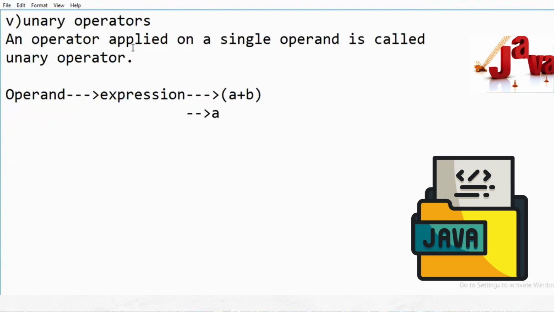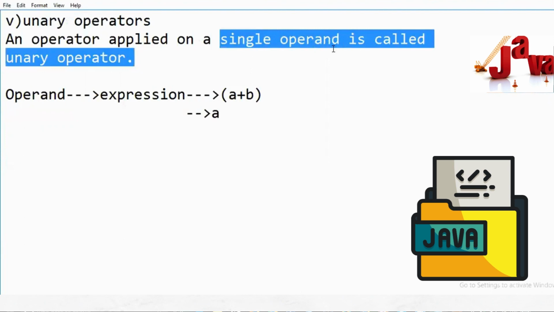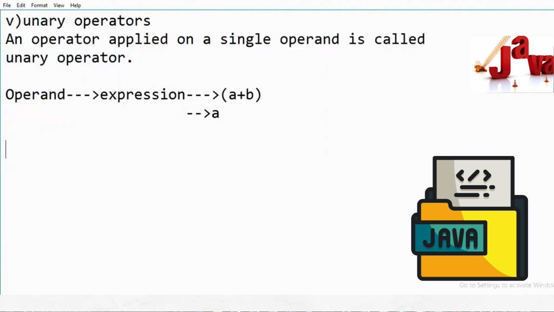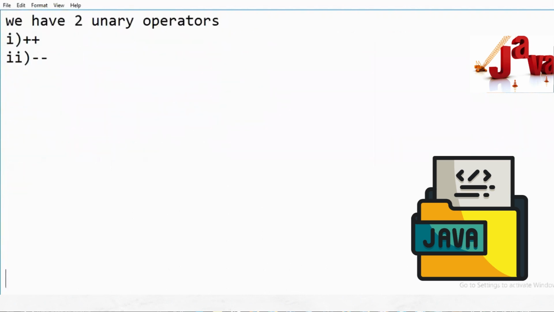Now next one. A unary operator is applied on a single operand. I hope this is clear. We have two unary operators. So maybe you can ask me, what two unary operators do we have in Java? Not only in Java, these basics are common for any programming language like C, C++, Java, C#, so many languages. First one, plus plus. Second one, minus minus. Now you can ask me a question, what is plus plus, what is minus minus?